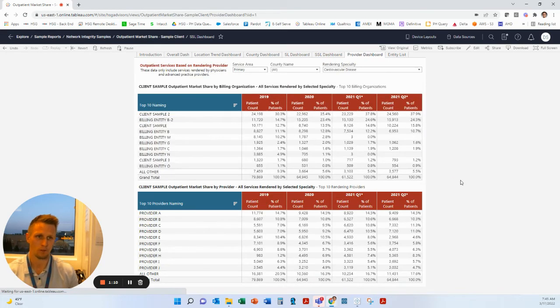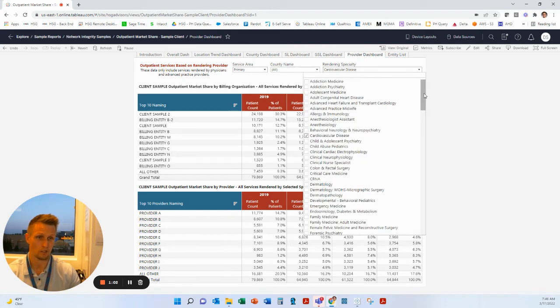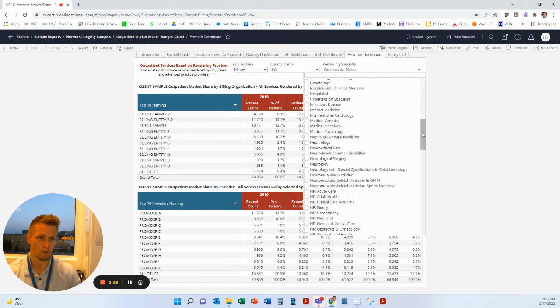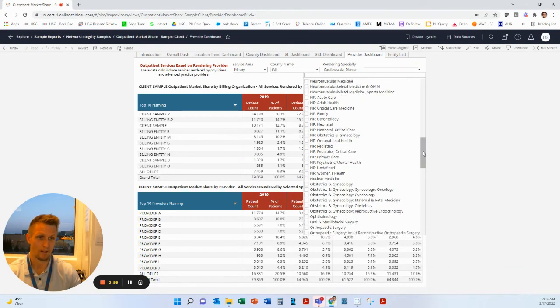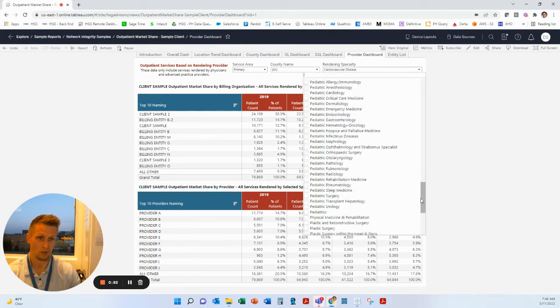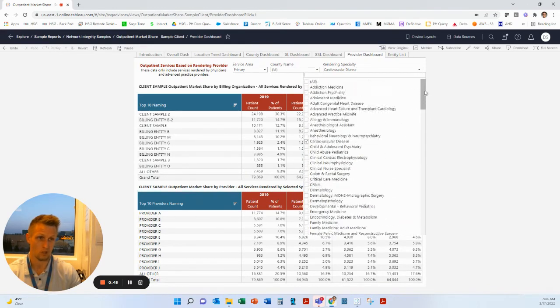The last piece focuses less on the actual procedures, but who's providing those services to those patient populations. So you can see this is based on the operating or rendering specialist for every provider that's providing outpatient services to patients in our markets, to be able to see there are tons and tons of options that are available to your organization based on who's actually providing services in your market.